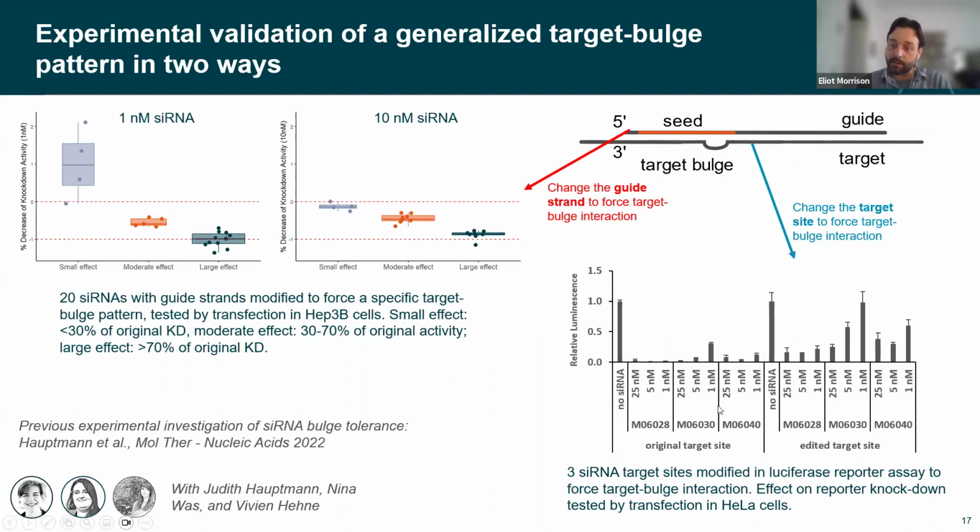And what you see here on the left are three different siRNAs with fully complementary target sites. And you can see in all cases, they're very potent and they knock down the reporter. But on the right here are the same three siRNAs with the edited target site. So here we're forcing this target bulge interaction. And you can see that in all cases, there is a loss of activity, but they are still, in fact, active.